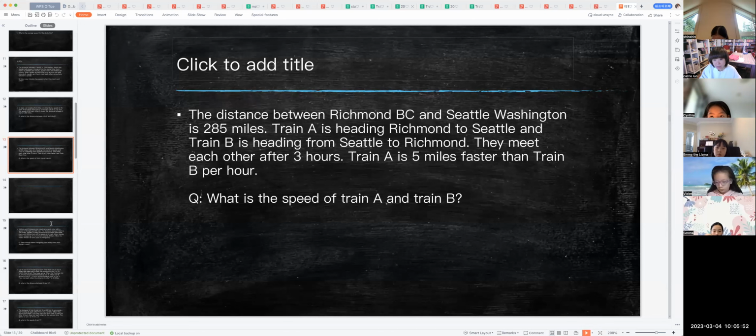Train A is heading from Richmond to Seattle, and train B is heading from Seattle to Richmond. They meet each other after 3 hours. Train A is 5 miles per hour faster than train B. What is the speed of train A and what is the speed of train B?